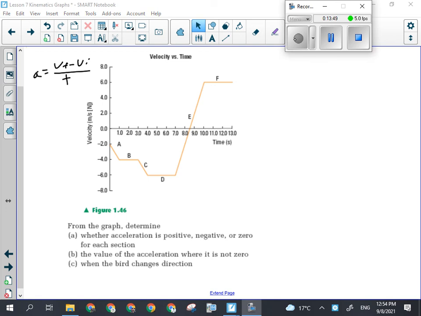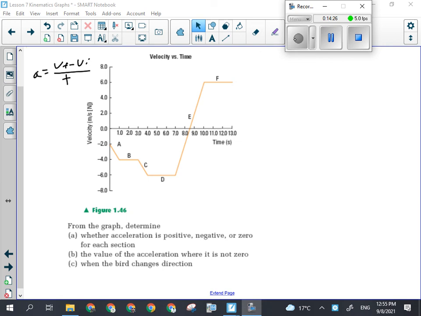Okay, so fairly straightforward question, none of the calculations are really difficult, but for part A, we're just deciding whether the acceleration is positive, negative, or 0 for each section. So part A, positive, negative, or 0? Negative. It's going faster in a negative direction. That's a negative acceleration. Okay, part B? 0. Traveling at a constant velocity in part B because the velocity is not changing. Okay, part C? Negative. Part D? 0. Part E? Positive. And F? 0. Okay?